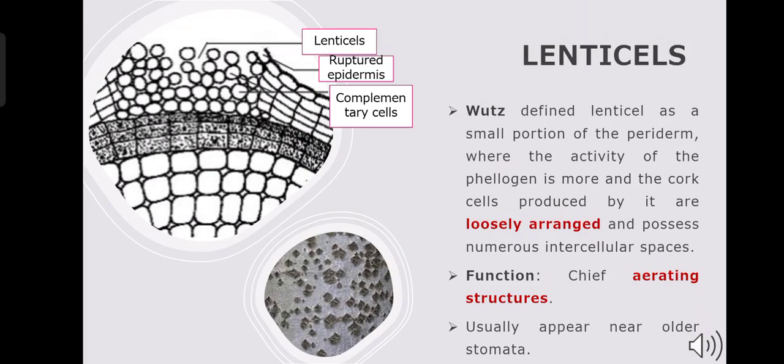Lenticels. In the periderm, we can see small portions called lenticels. They are loosely arranged cells which are present to increase the activity of the phellogen or the cork cells and possess numerous intercellular spaces. Their chief function is that they form the chief aerating structures and they usually occur near the older stomata.